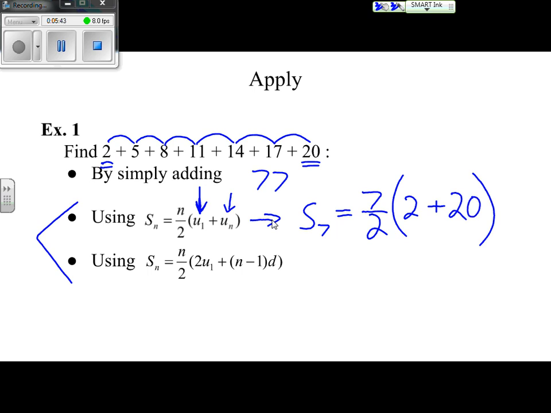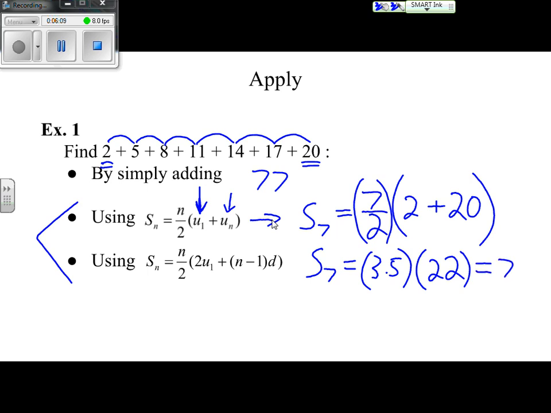And now I need to throw this into a calculator. A couple things to keep in mind. There is a group here, so when you're putting this in the calculator, I would recommend using parentheses. And if you want to simplify beforehand, you certainly can. So S sub 7 is equal to 3.5, which is what 7 divided by 2 is, times 22. I will throw this into the calculator, and we end up with 77. So this notation is saying the sum of the first 7 terms is equal to 77.